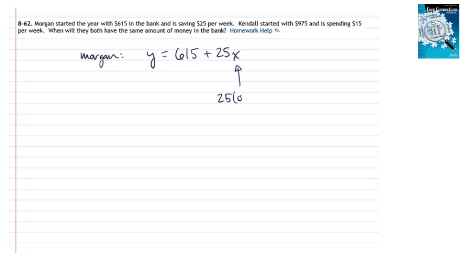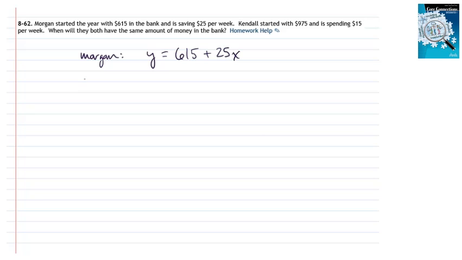Take a look at it. 25 times 0, I've added no 25s, so that's 0. 25 times 1, I've added 25. 25 times 2, I've added 2 25s, which is the number 50. 25 times 3, I've added 3 25s, which is 75. So this multiplication allows us to show repeated addition, just kind of like exponentiation allows us to show repeated multiplication. So that's a nice linear function that shows how much money Morgan has in the bank.